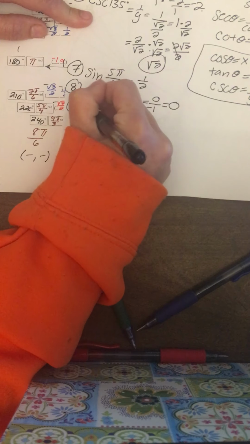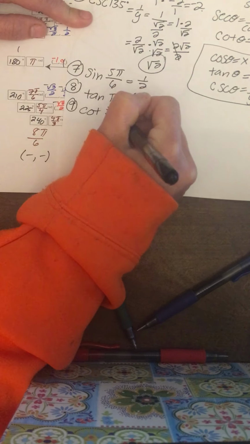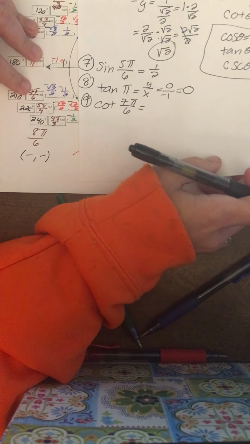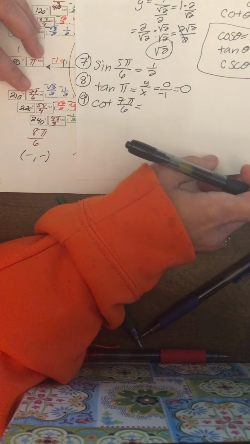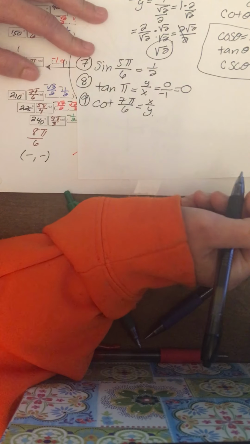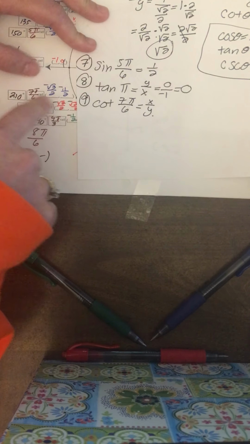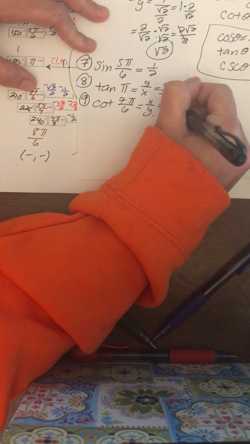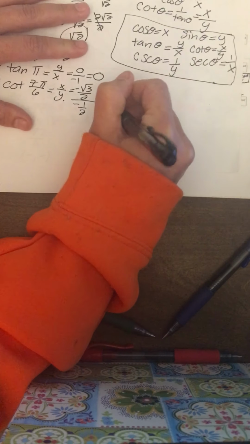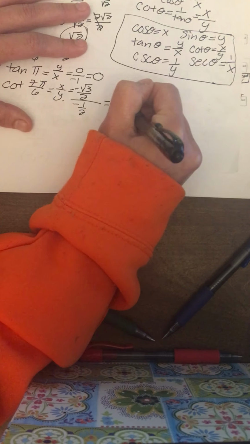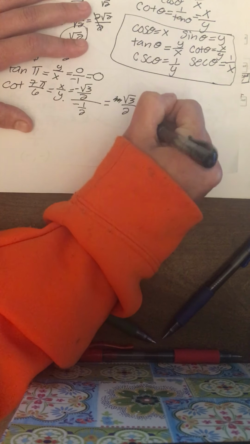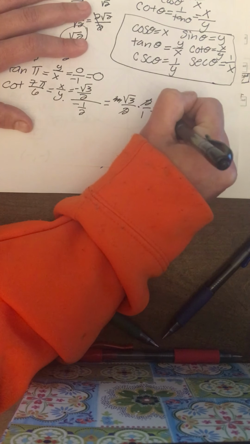Number 9 is cotangent of 7 pi over 6. Okay, so we would go to 7 pi over 6, which is here. And the cotangent, remember, cotangent is x over y. So in this case, at 7 pi over 6, x is negative square root of 3 over 2. We're dividing that by negative 1/2. Remember, they're both negative, so they become positive. And when you divide by a fraction, you multiply by the reciprocal. The 2's cancel and just give us the square root of 3.